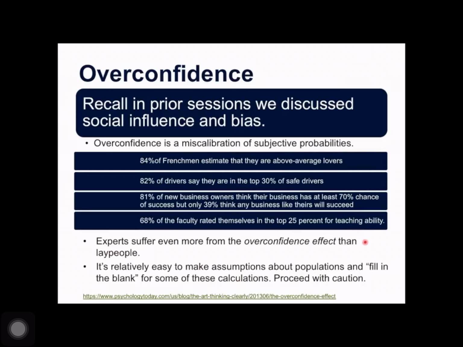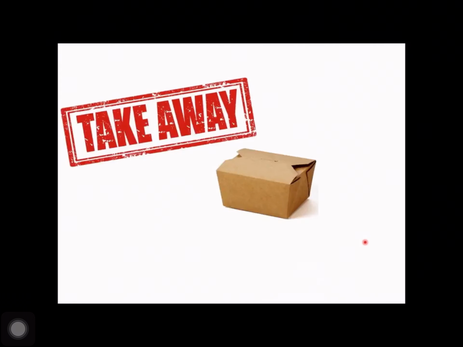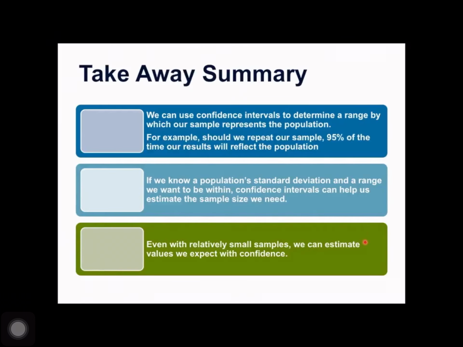I know it's a lot today, you don't feel that confident, but as you reflect on the information, you might be tempted to do that. So the takeaway for today, we looked at how confidence intervals can help us determine a range of values that our sample actually represents of the population. And so we would be able to repeat our sample. We can be 95% confident that our results will reflect the population within some range. And that's really powerful information.